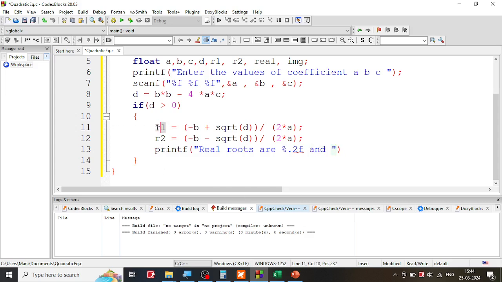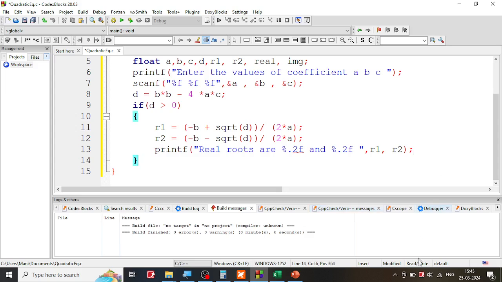This is for R1. The other one is for R2. So I'm going to say 0.2f. This is for R2. So the first one is for R1, the second one is for R2. So this value, R1, will come here, and R2 will come to this value. So this is what I have done. So this is one part.